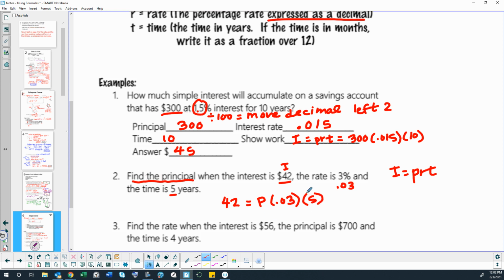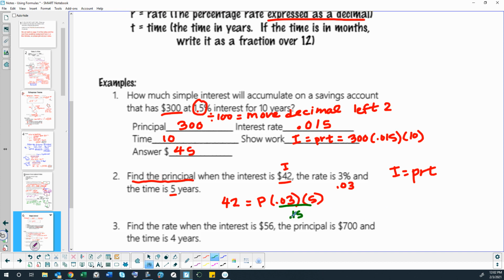Okay, we're going to multiply. This is kind of like doing volume, which is length times width times height, right? Only you know the volume, but you don't know the length or something like that. It's similar to those types of problems. So what we want to do first is multiply this together. So 0.03 times 5, and I got 0.15.